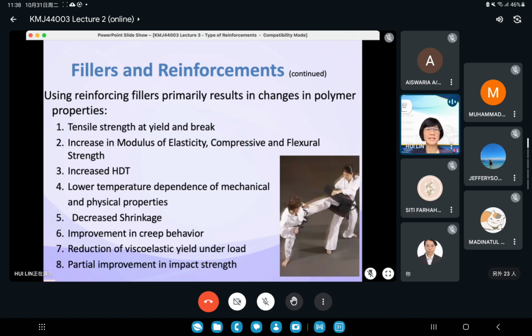Then the fillers. You know about this very well, so I will not go through all of it. Later we will learn a little bit about the creep, the fracture toughness, and the fatigue. I think your test will not cover this, but it will be covered in the exam.